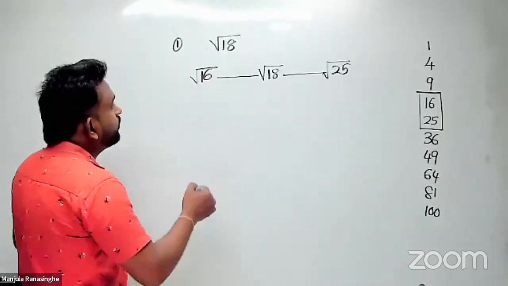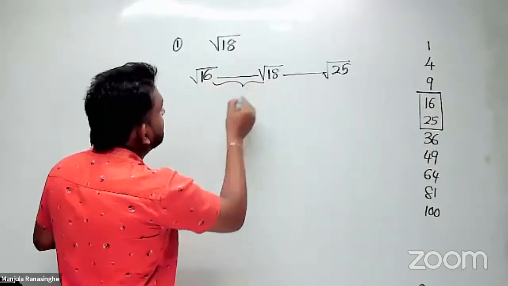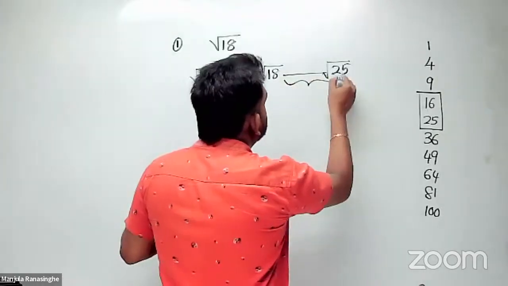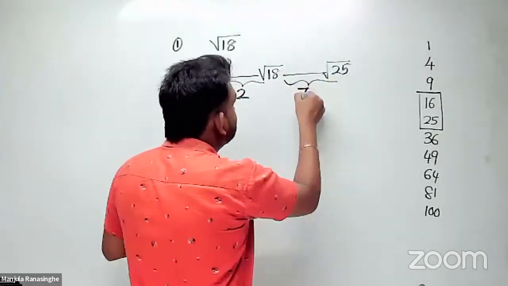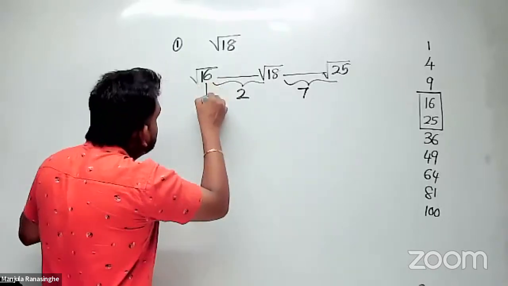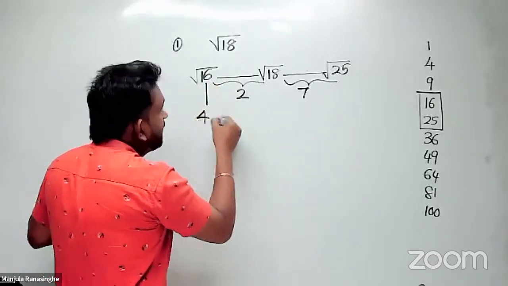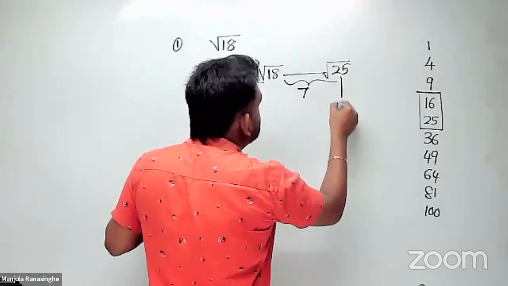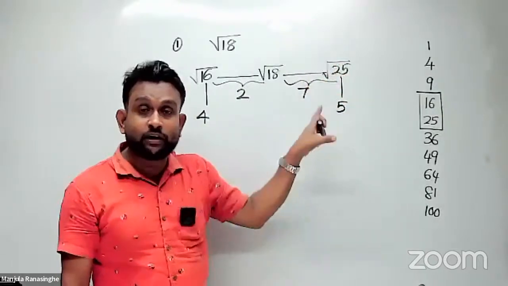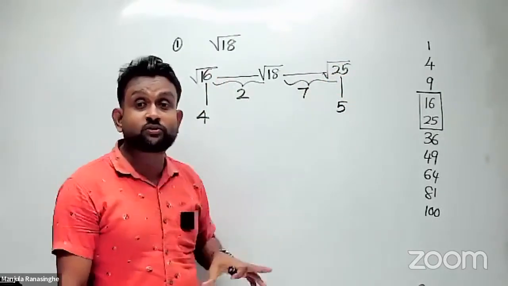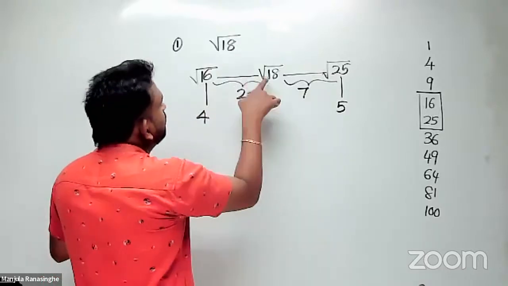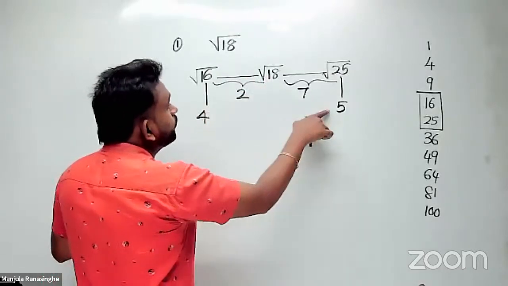Now I check the gap between 16 and 18. 18 subtract 16 is a gap of 2. Then 25 subtract 18 is a gap of 7. Now the root of 16 is 4, and the root of 25 is 5. Square root of 25 means 5 into 5, so 5 is the answer. Square root of 16 is 4. Now you see that the value of root 18 lies between 4 and 5.